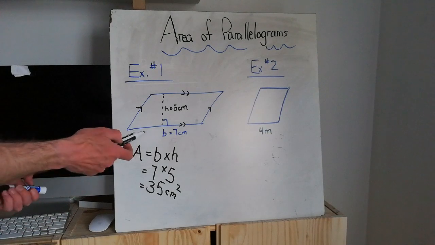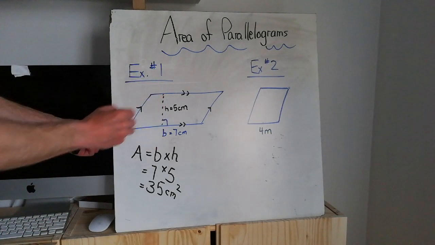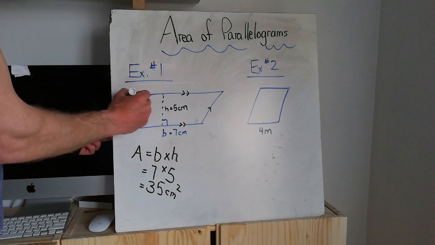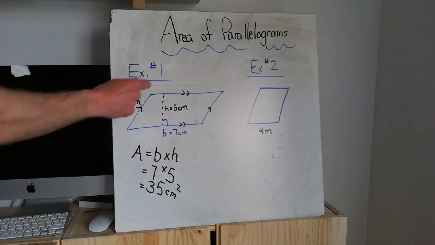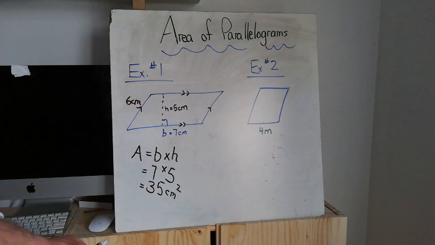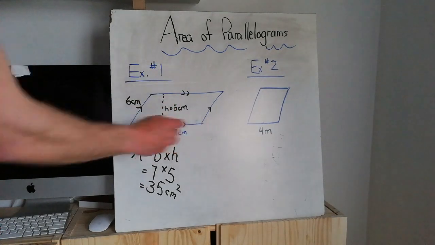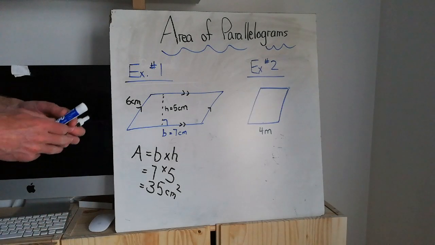Now I just wanted to point out, if you were given the length of this side, let's say it was given as 6 centimeters, you just have to be careful that you really aren't concerned about this side when you're talking about area. You're only worried about the height and then the base. Okay? Okay, let's go to the next one.